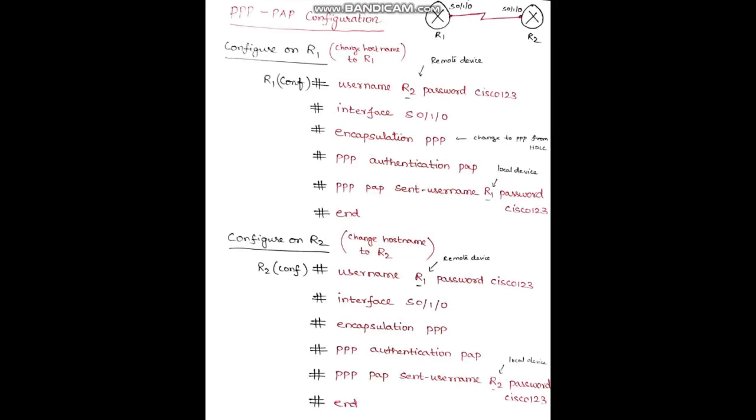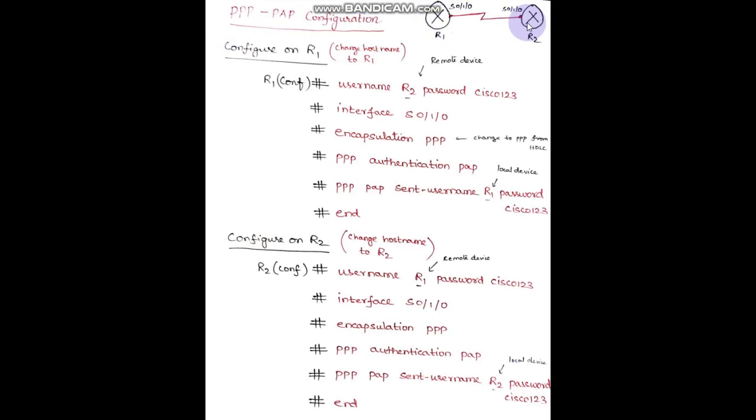We'll see the commands to configure PAP and CHAP. First we'll see PPP-PAP configuration. So if the two routers are connected like this, already I told you.